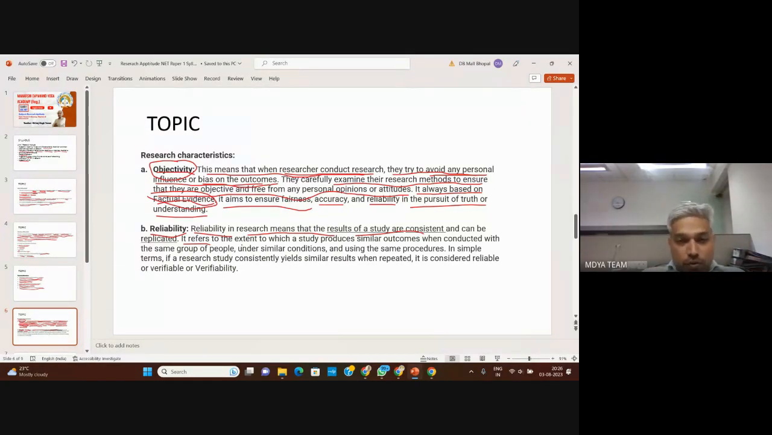So just now focus on what is written on the screen. Learn this, because what reliability says is that reliability in research means that the results of a study are consistent and can be replicated.